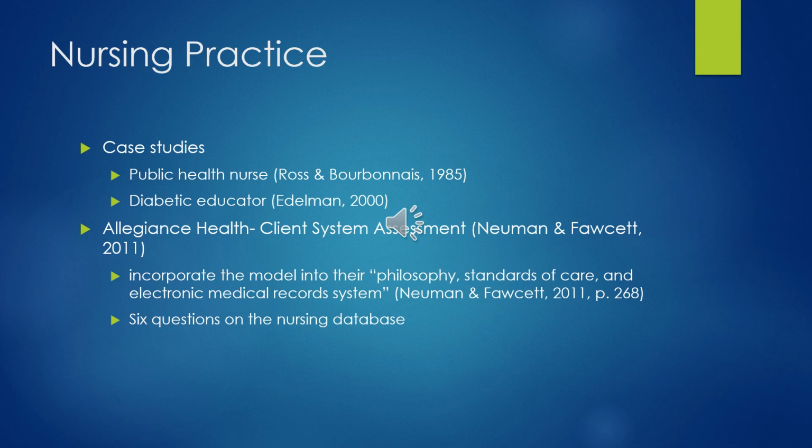Edelman found this model helpful when working as a diabetic educator. She used the systematic approach to assist a client who had maintained good blood glucose control for 2 years, and then suddenly his glucose levels markedly increased and he gained 26 pounds. Edelman used Neuman's model to assess the 5 variables specific to the client and his stressors, both internal and external.